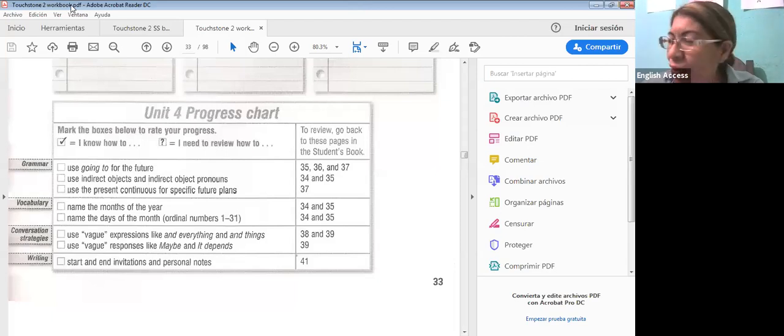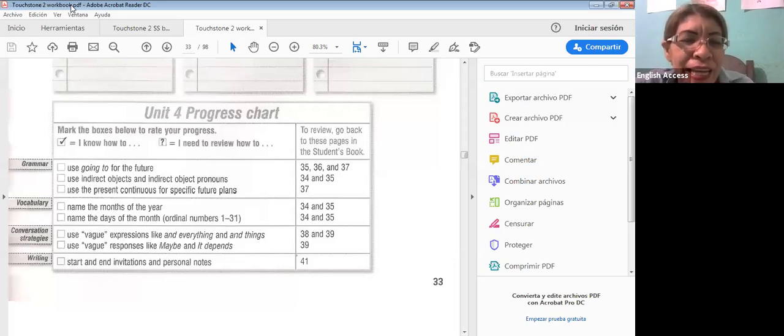Okay, excellent. And then we have here use vague responses like maybe or it depends. Well, we're going to use these answers when you are not sure or when you don't know the answer. For example, if I say, okay guys, do you want to do your exam tomorrow? If you're not sure, you can say maybe, it depends, or things like that.